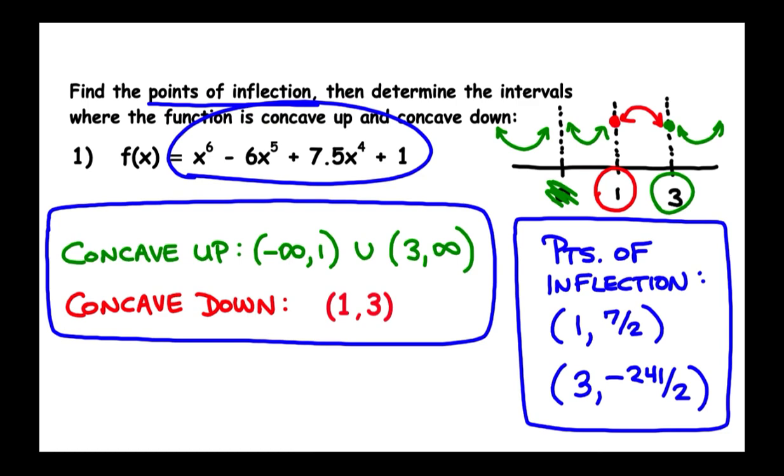And notice I also didn't mention the 0 in my answer because 0 was not a point of discontinuity. It just showed up in the factoring, but it ended up not influencing the answer at all. So it is concave up the entire way right here between negative infinity and positive 1. All right, there's number 1. Onward.